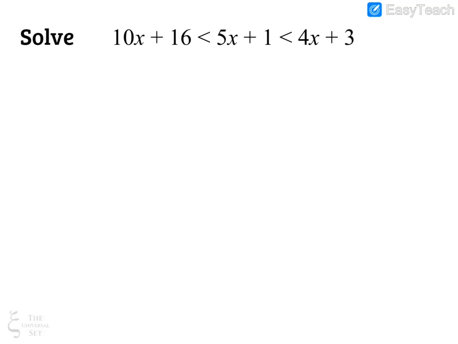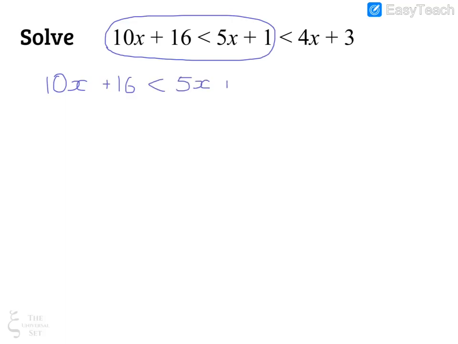Okay, another. Same kind of idea. I'm going to take the two halves. So let's start with purple half. This one here. So we've got 10x plus 16 is less than 5x plus 1. First step then is going to be to take away 5x's from this side, which means I better take away 5x's from this side as well. And that's going to leave me with 5x plus 16 is less than 1.